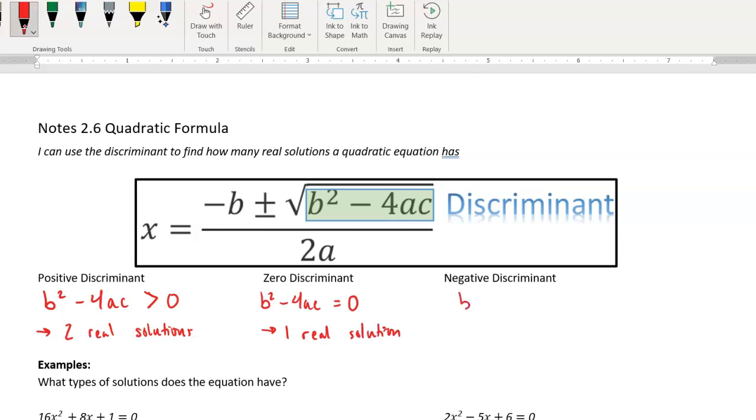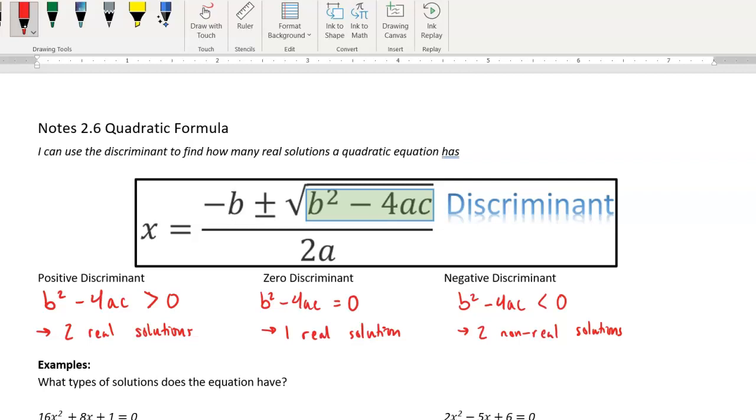And if we get b squared minus 4ac and we get a negative number, so we get a number less than 0, well, in that case, we're going to have what's called an imaginary number. Remember, we learned about that in our previous lesson. And that is a non-real solution. So we would say that there would be two non-real solutions. Or we could say 0 real solutions. It means the same thing. But that's what the discriminant tells us. The discriminant tells us how many solutions there's going to be.